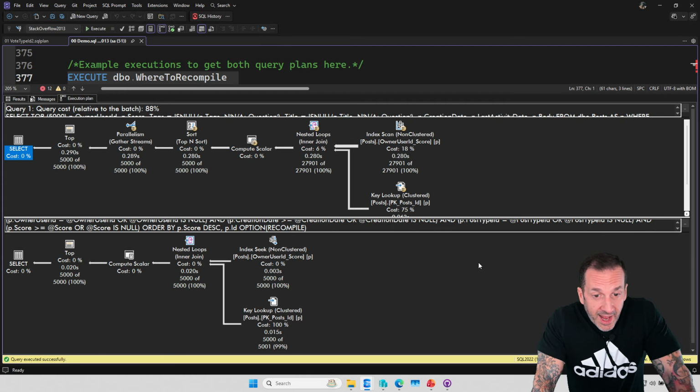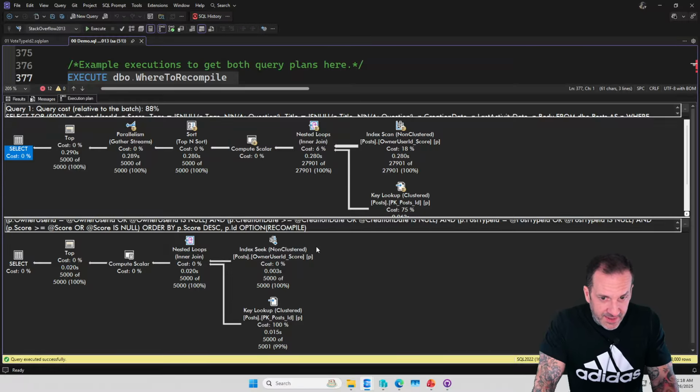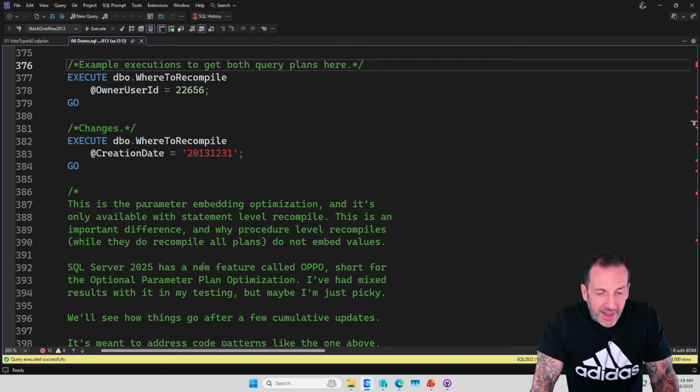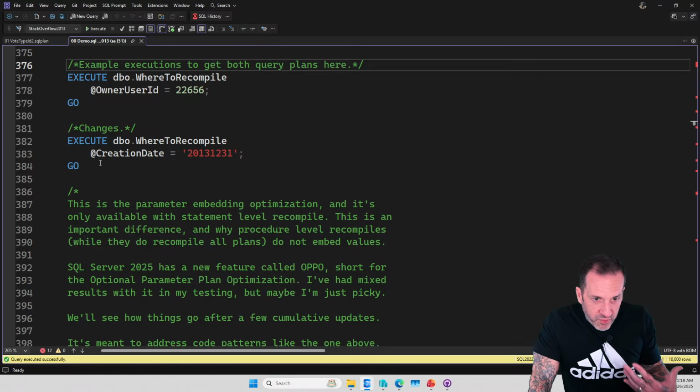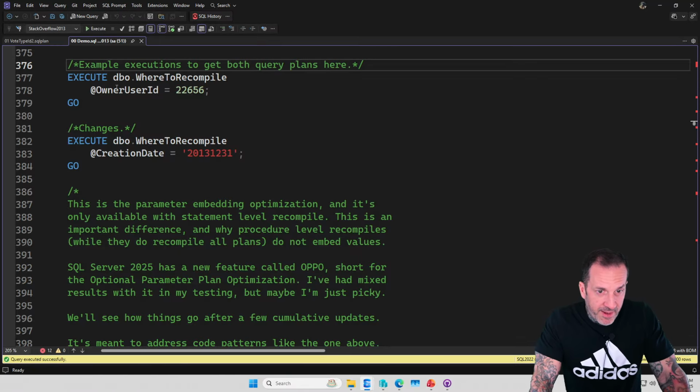Performance isn't dismal in either of these cases, but if you're going to ask me which one I would prefer to pay the price to recompile something for, it's obviously the second one, right? Obviously, the statement level recompile gets us a little bit closer to what we like, reality on this. So if we run this using a different parameter this time, right?